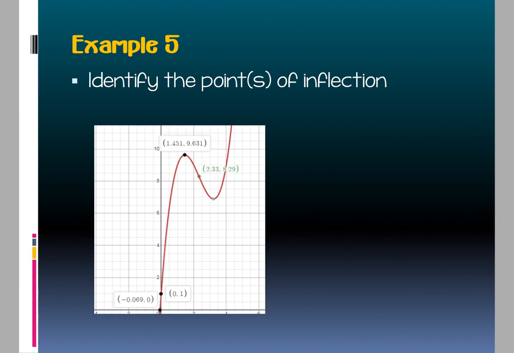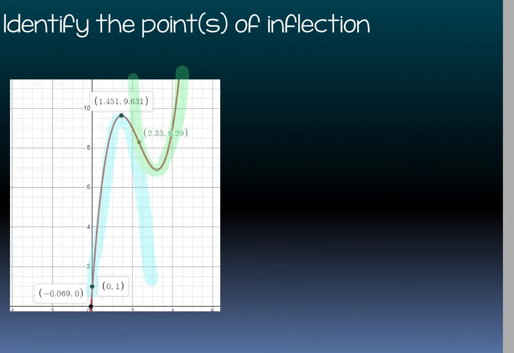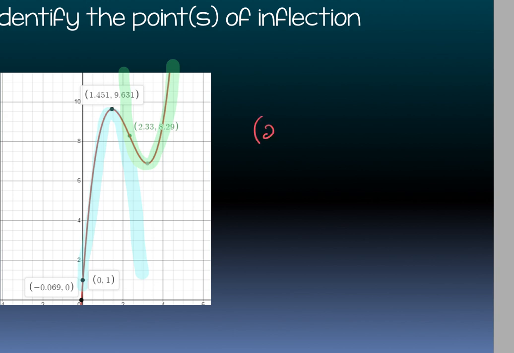All right, 5, identify the points of inflection. So this whole thing here is concave down. This whole thing here is concave up, which means my points of inflection are 2.33 and 8.29. Points of inflection can never be a max and min, right? Correct. A point of inflection can never be a max and min. No, it cannot.